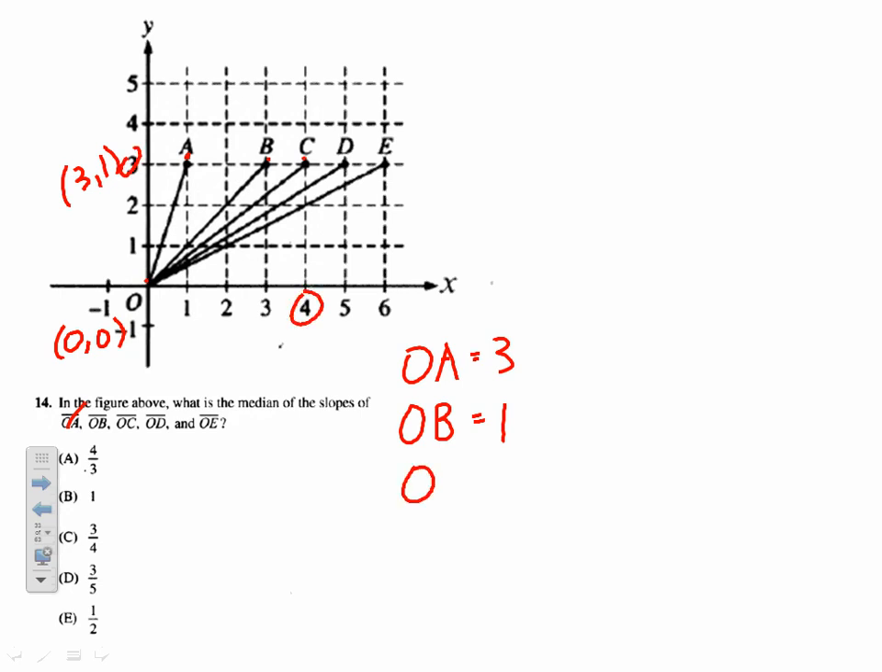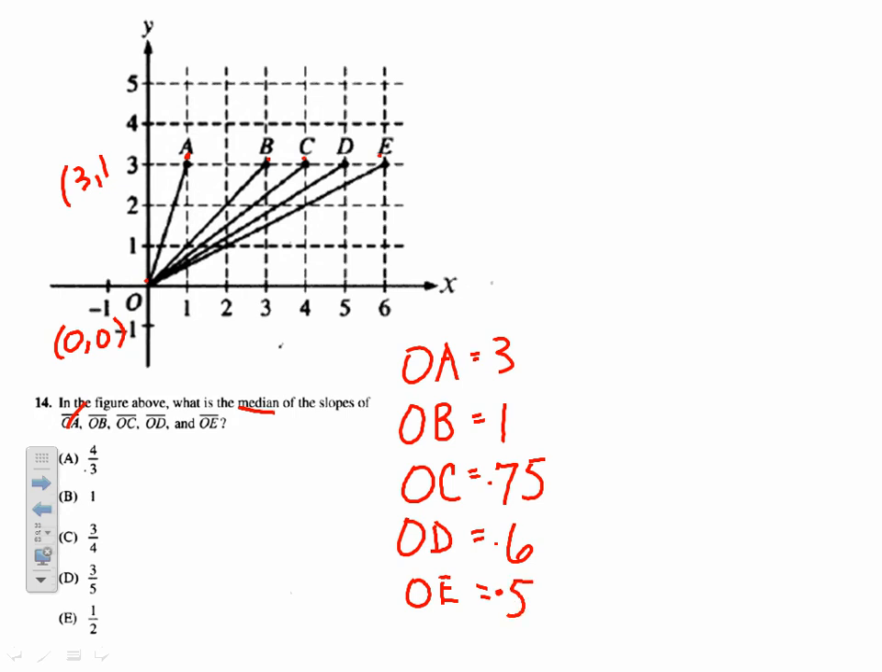If you're not sure what that converts to, it might be helpful to just put it in your calculator. This will be easier if they're all decimals when you come to comparing them and listing them so you could find the median. OD would be 3 over 5. 3 over 5 is going to give us 0.6, which you could just find by putting it in your calculator. And lastly, OE will be 3 over 6, which will be 0.5 if you put it in your calculator.